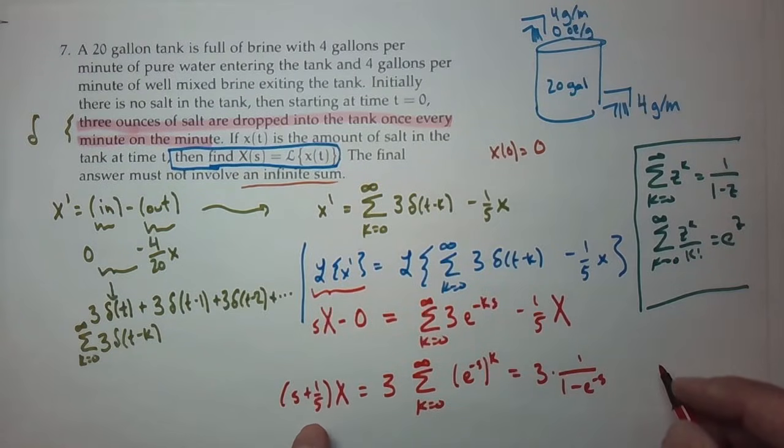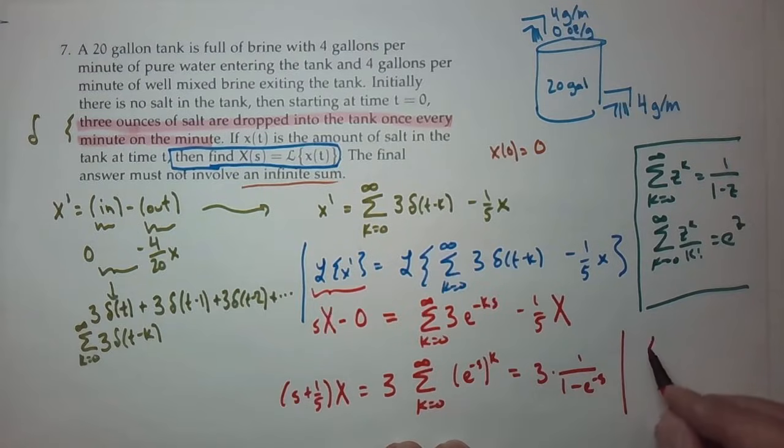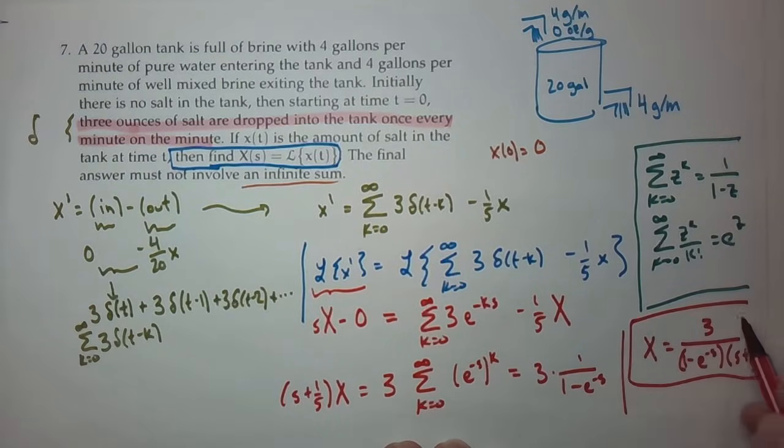We just have to divide. So our final answer is X. We get 3 over 1 minus e to the minus s times s plus 1/5. And that is our answer. And we don't have to solve for little x, because that's not what the problem asked us to do. We only do what the problem asks us, because, well, that's how we get the points. All right, any questions on this one?